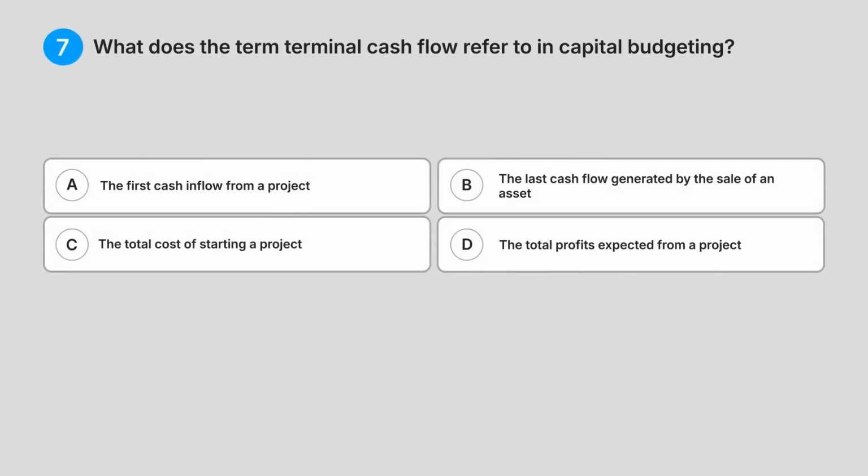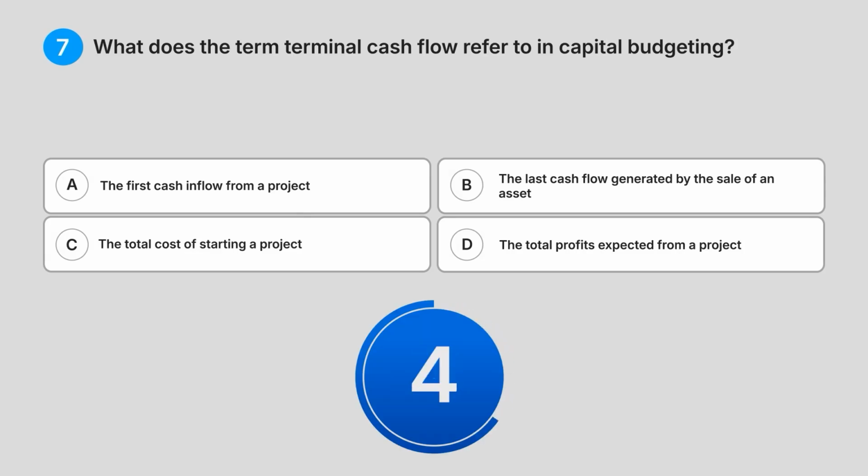7. What does the term terminal cash flow refer to in capital budgeting? A. The first cash inflow from a project. B. The last cash flow generated by the sale of an asset. C. The total cost of starting a project. D. The total profits expected from a project. Do you know the answer?